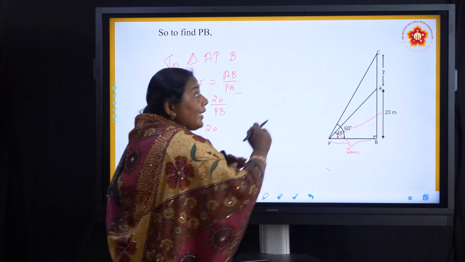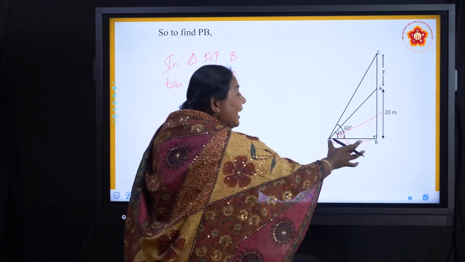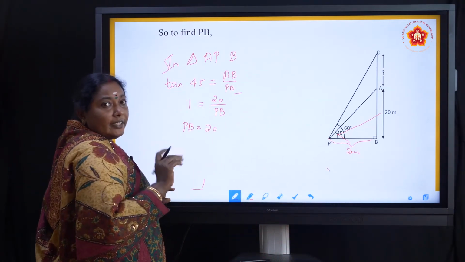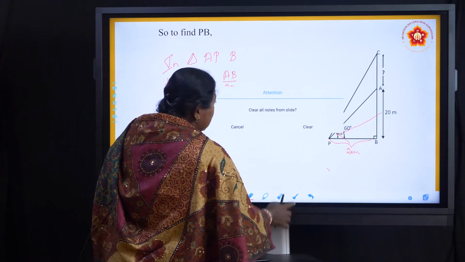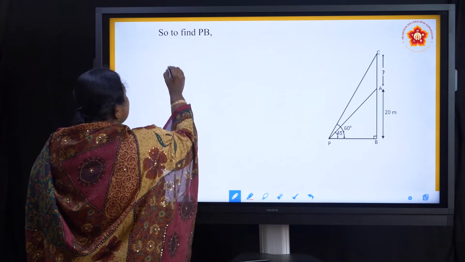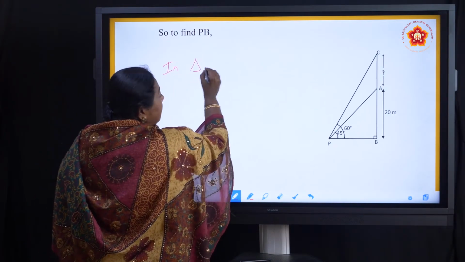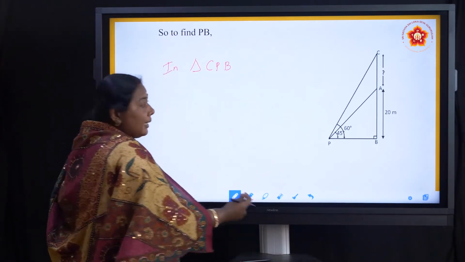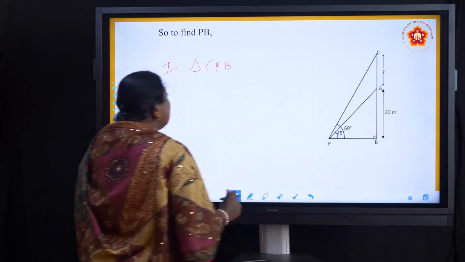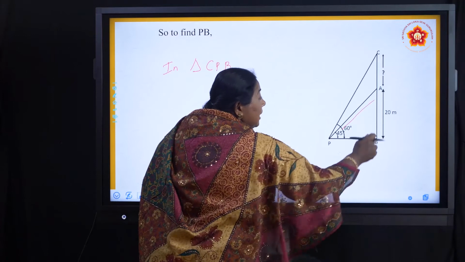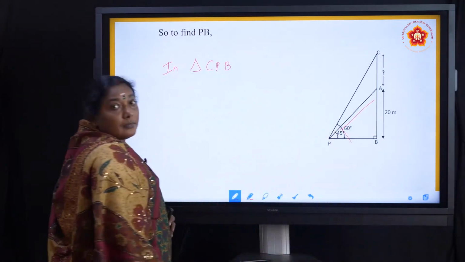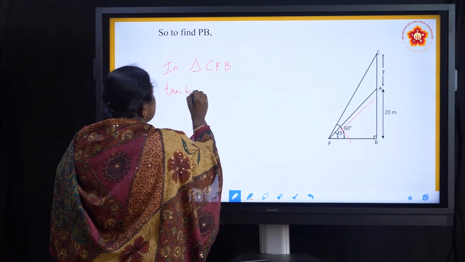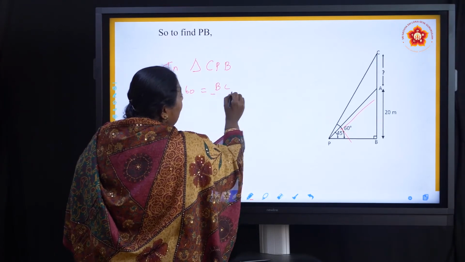Okay, now I can go for the big triangle. Why? Because I have at least one value in that big triangle. Second part is not there. It's okay, I can find it. Understood? So let us move on to the next triangle. So next triangle, in triangle CPB, who and who am I going to relate? I'm going to relate PB and CB. For 60, BC is opposite and PB is adjacent. Who is the one relating? Tan. So tan 60 is equal to BC by PB.